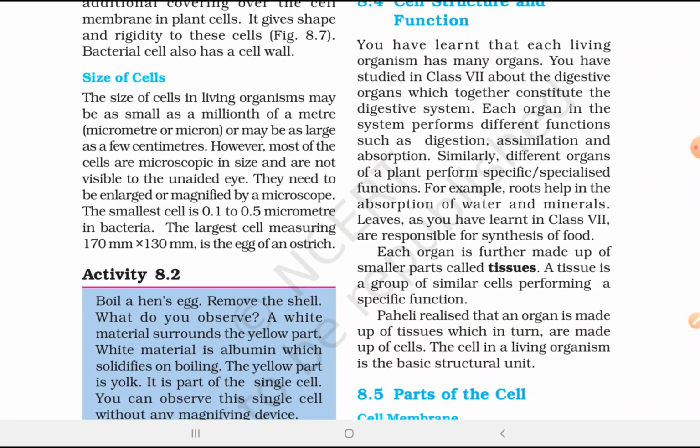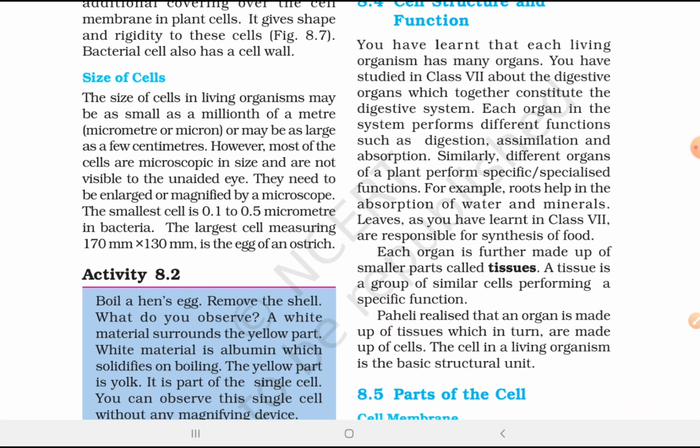Cell structure and function. You have learned that each living organism has many organs. You have studied in class 7th about the digestive organs, which together constitute the digestive system. Each organ in the system performs different functions such as digestion, assimilation and absorption. Similarly, different organs of a plant perform specific or specialized functions. For example, roots help in the absorption of water and minerals. Leaves, as you have learned in class 7th, are responsible for synthesis of food.